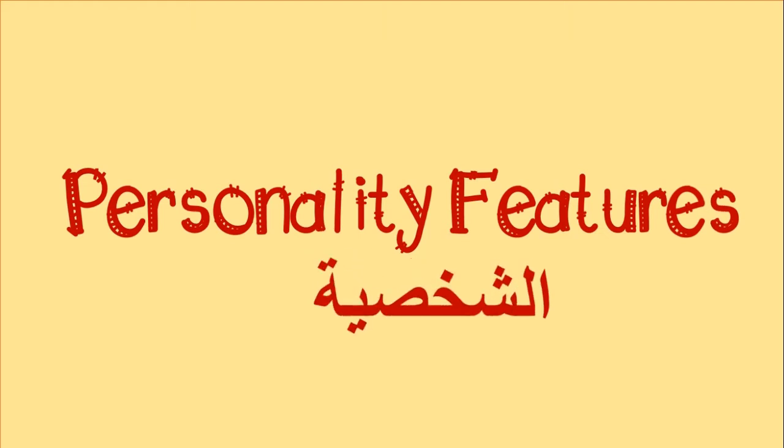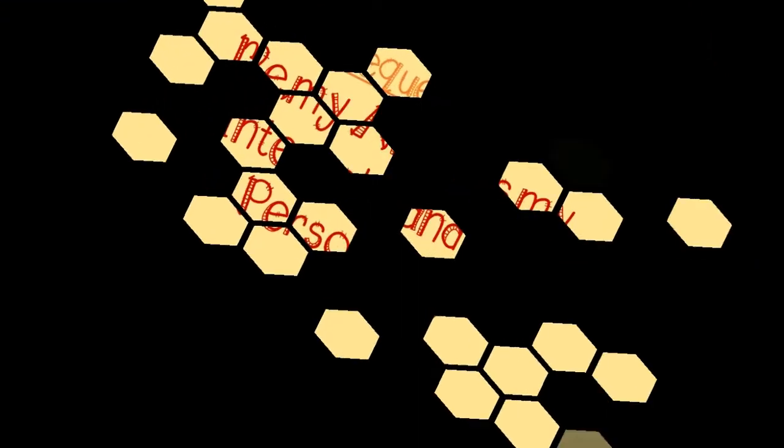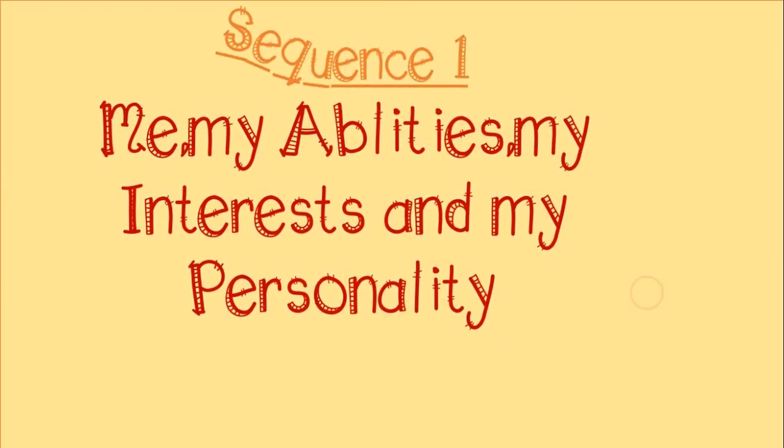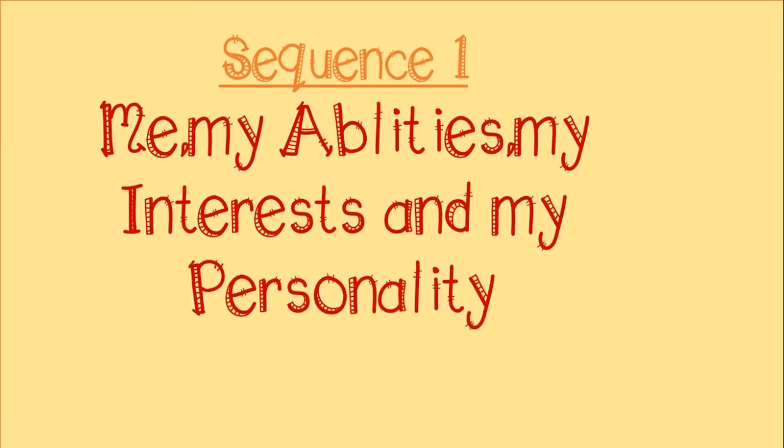Great! Now, can you guess the title of sequence number 1? So, sequence 1 is me, my abilities, my interests, and my personality. So this is our first sequence, and we will start a set of lessons talking about different aspects in this sequence.